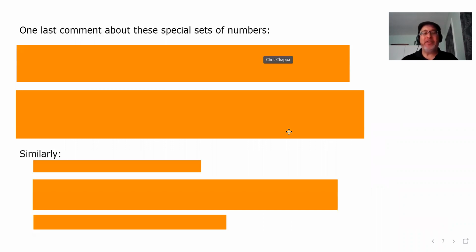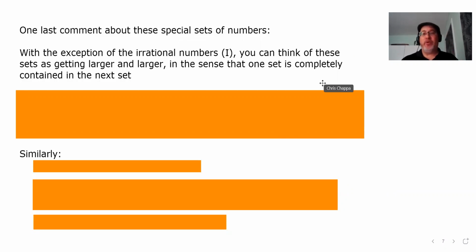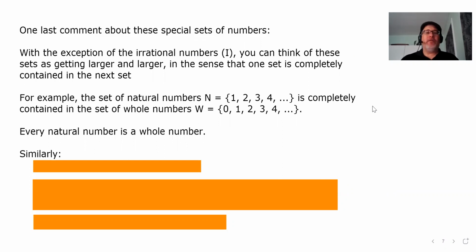All right, one last comment about these special sets of numbers. With the exception of the irrational numbers, the decimals that never end and never repeat, you can think of these sets as getting larger and larger in the sense that one set is completely contained inside the next set. For example, the set of natural numbers, capital N equals 1, 2, 3, 4, etc., is completely contained inside the set of whole numbers, capital W equals 0, 1, 2, 3, 4, forever. Every natural number is also a whole number.